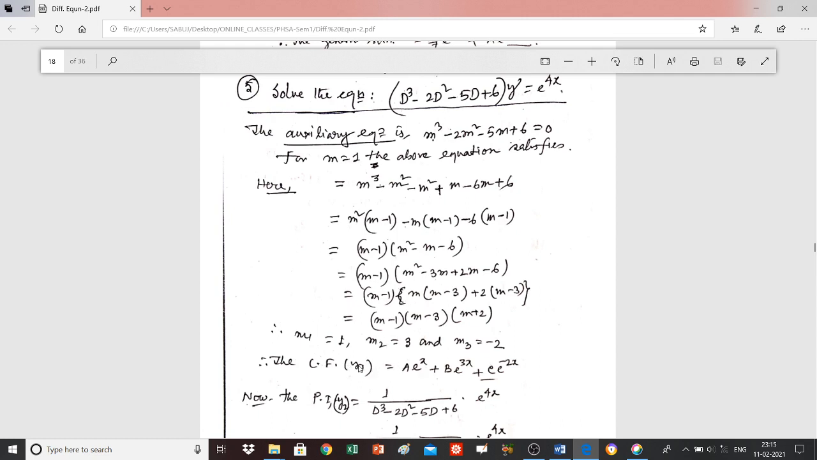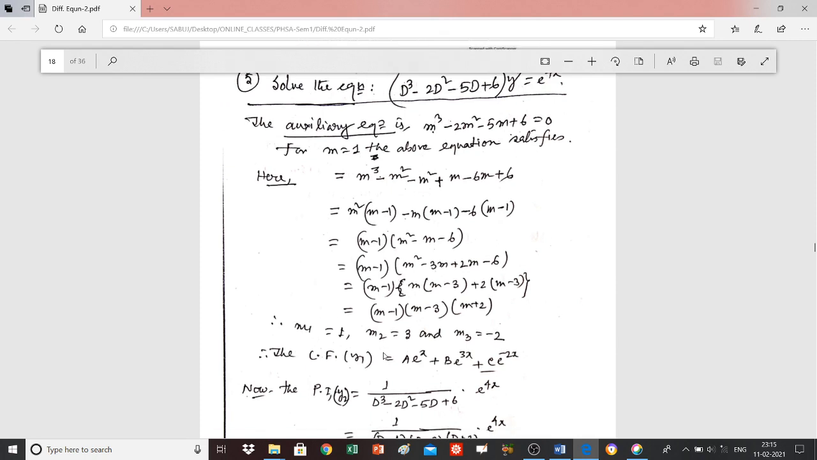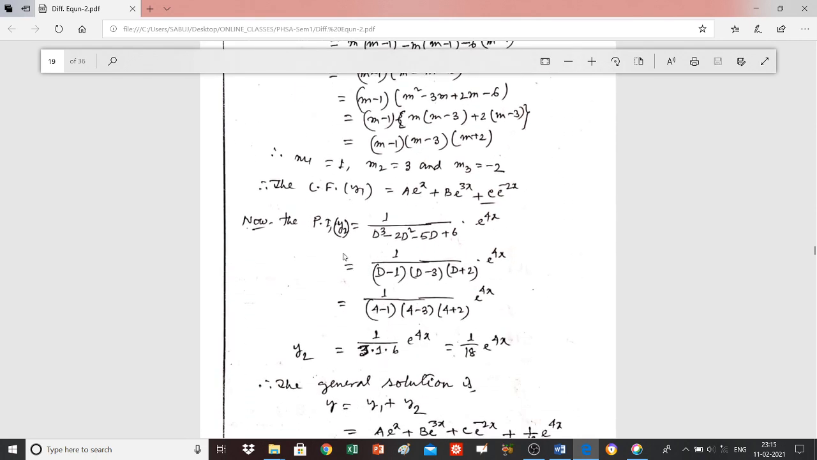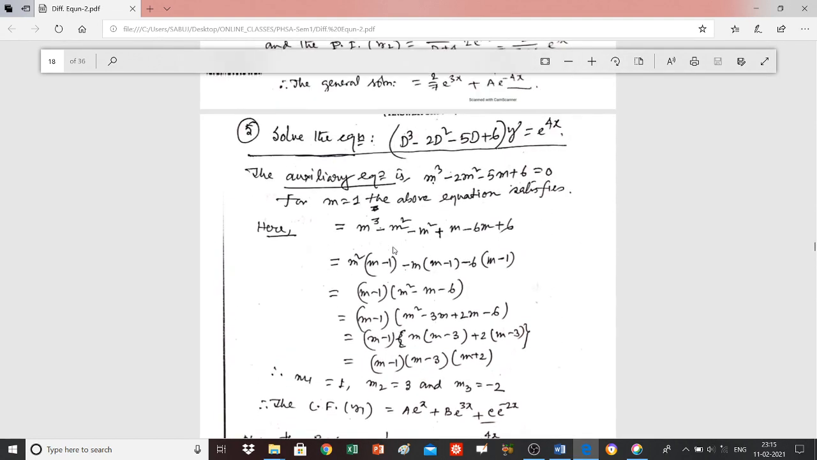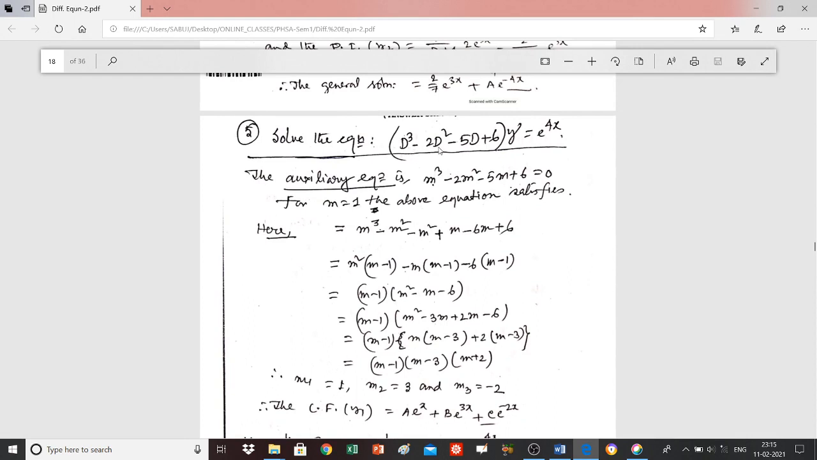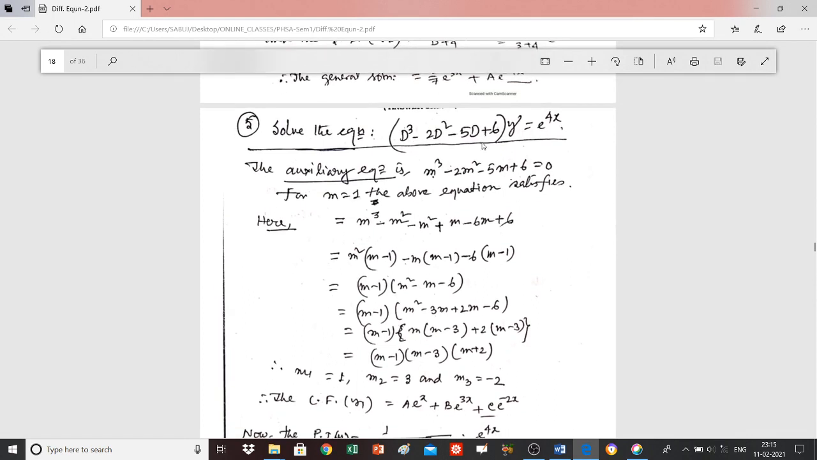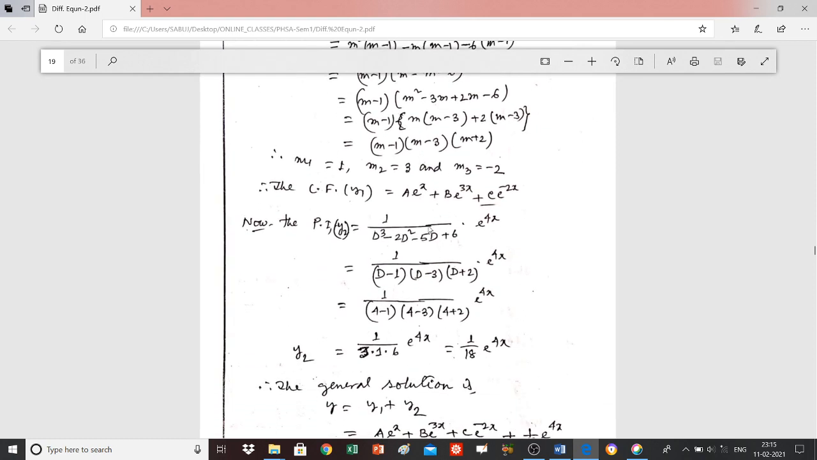So complementary function y1 is equal to first a1 e to the power m1x, that is e to the power x, then b another constant e to the power this 3x, plus then another constant c e to the power this minus 2x. Okay, this is the complementary function. And now the particular integral, denoted by y2, is equal to 1 by f(D). So f(D) here is D cube minus 2D square minus 5D plus 6, and then e to the 4x, the right hand side.